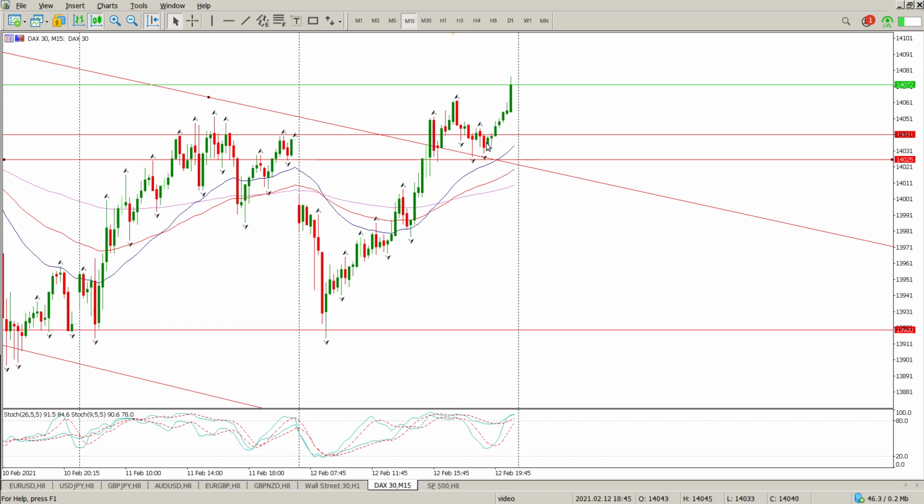So pin bars, inside bars, engulfing bars, off an hourly level on the 15-minute chart. It's going to be more than enough for me today.